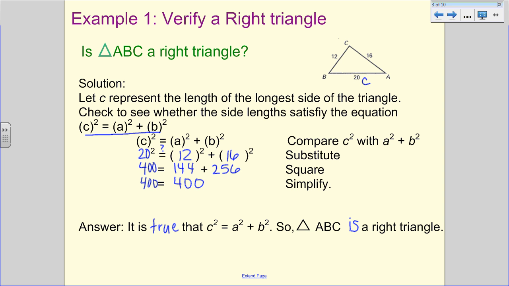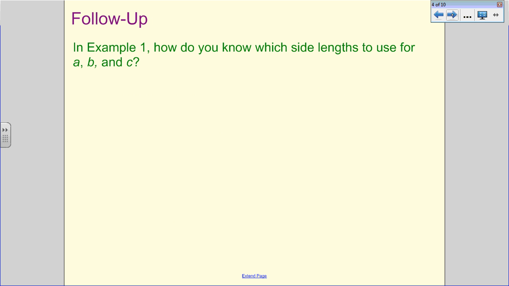Move that down the line there. All right, so that's what it's going to look like to verify, to prove we have a right triangle. So, in example 1, how do you know which side lengths to use for a, b, and c? Well, I want you guys to do this on your own, and then we will check in class. All right? But I want you to think back, look at example 1. How did we define what c was going to be?